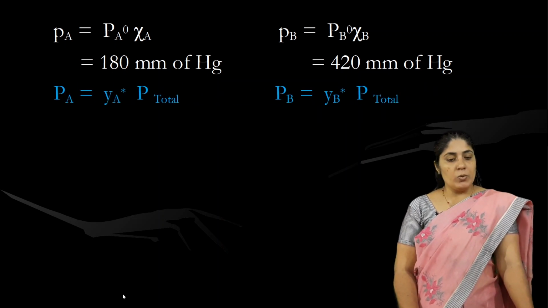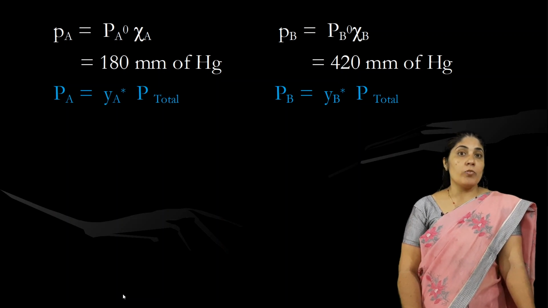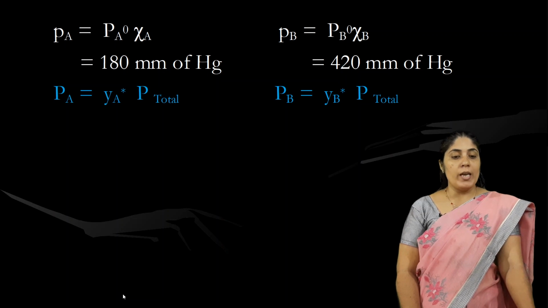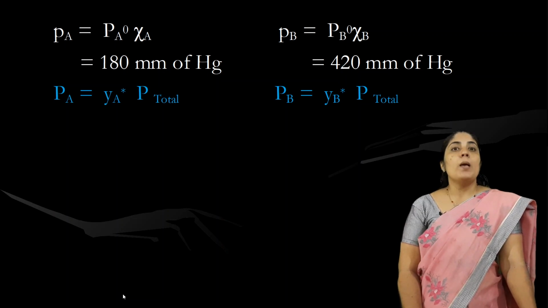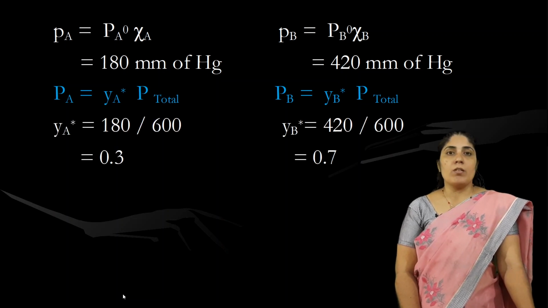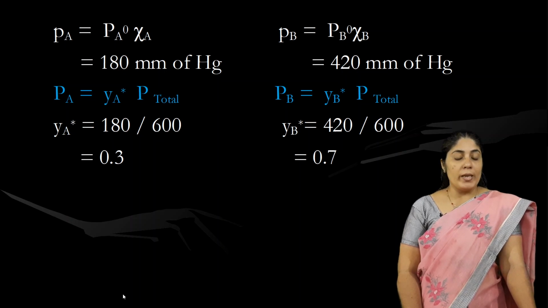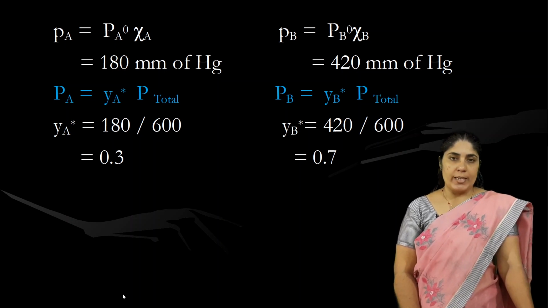Now we'll again use the equation in terms of the mole fractions in vapor phase as PA is equal to YA star into P total, PB is equal to YB star into P total. Using this equation, we will be getting the mole fractions in the vapor state as YA star is equal to 0.3 and YB star is equal to 0.7.